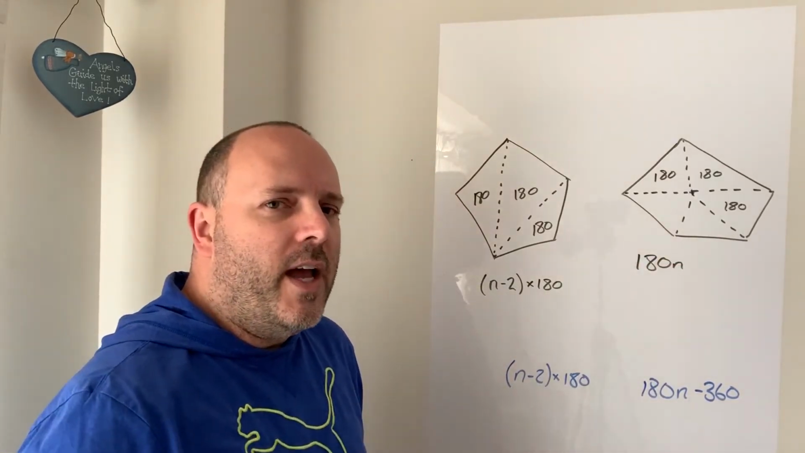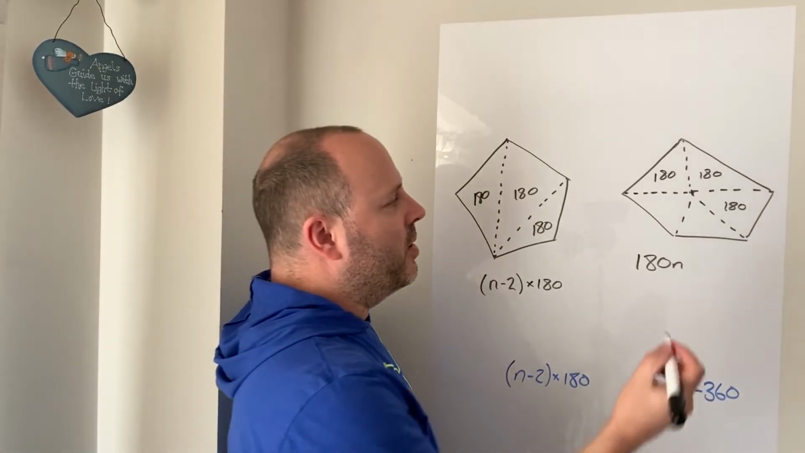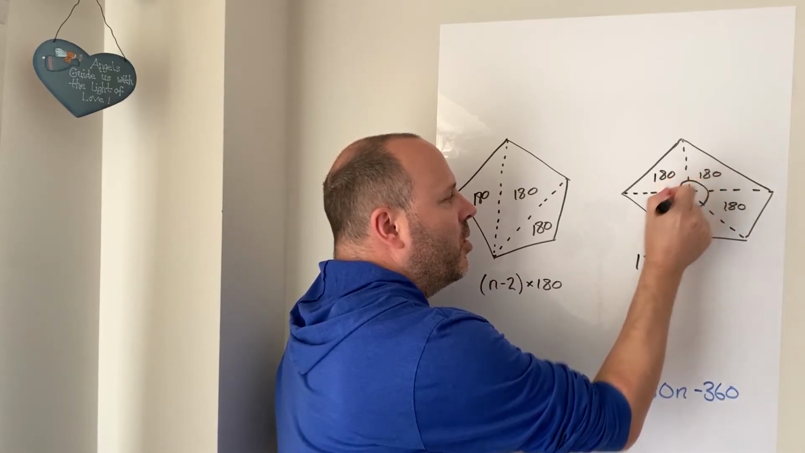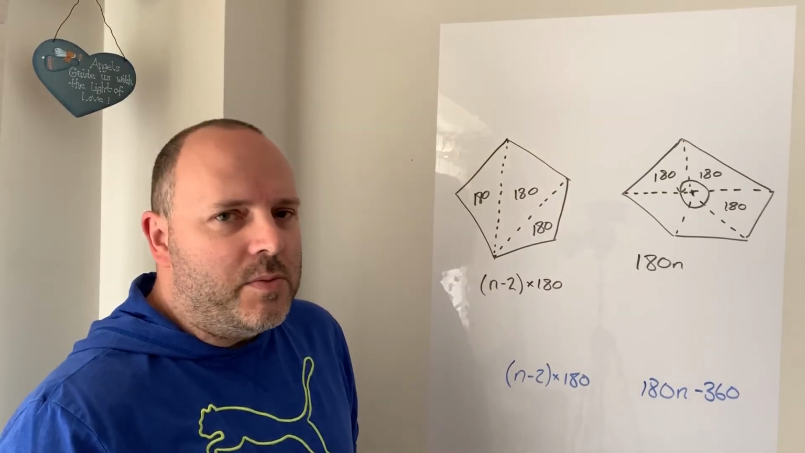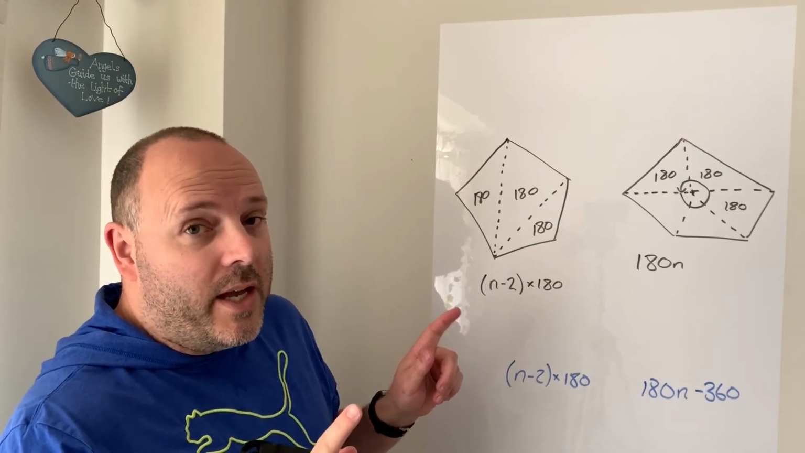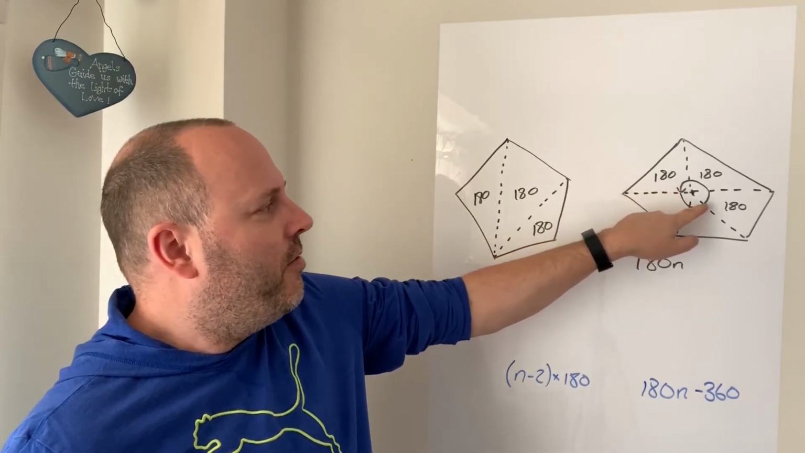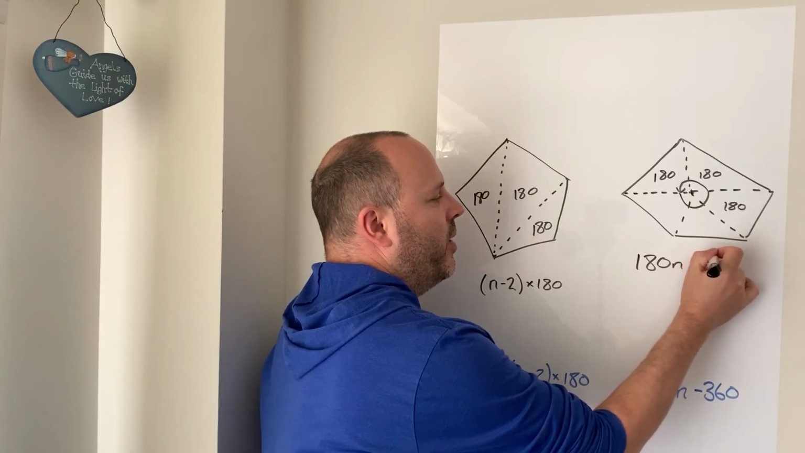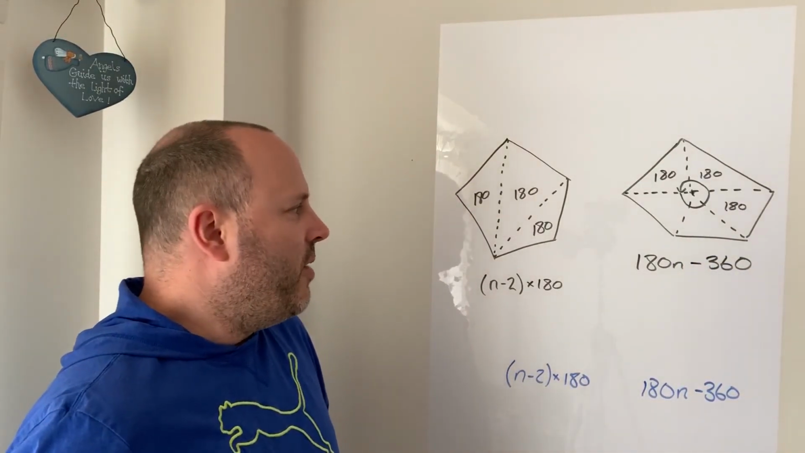But wait a second, if I add together these triangles, I'm adding too much angle into this sum, right? I'm adding together all of this, which isn't actually part of the interior angles for this polygon. Well, how much did I add too much there? And I'll take it away, right? How much did I add that was extra? A full circle, 360 degrees too much. So that's why I take away 360 degrees. Either way, you get the same formula.